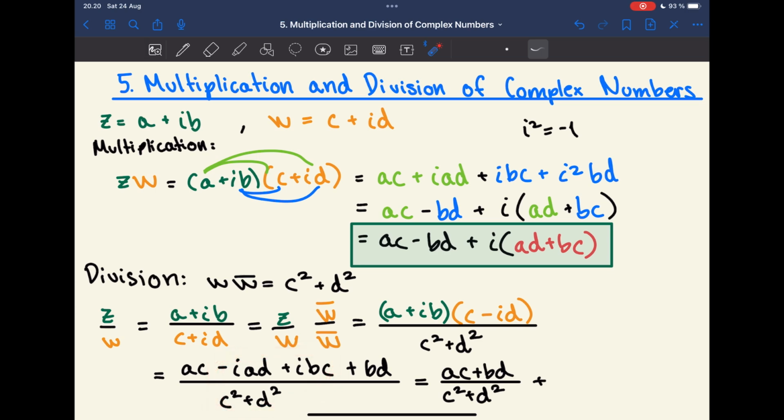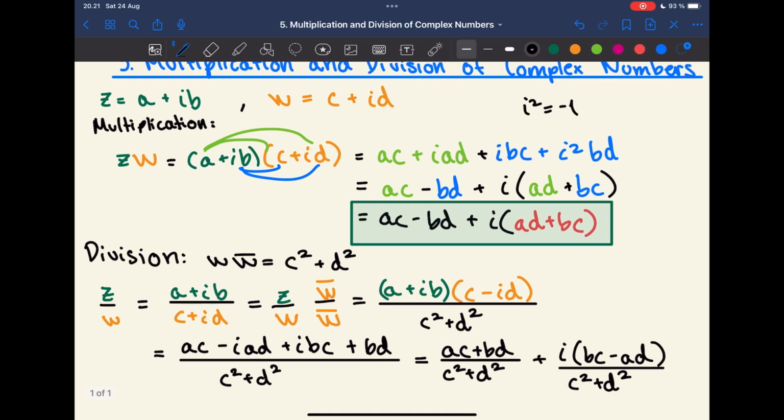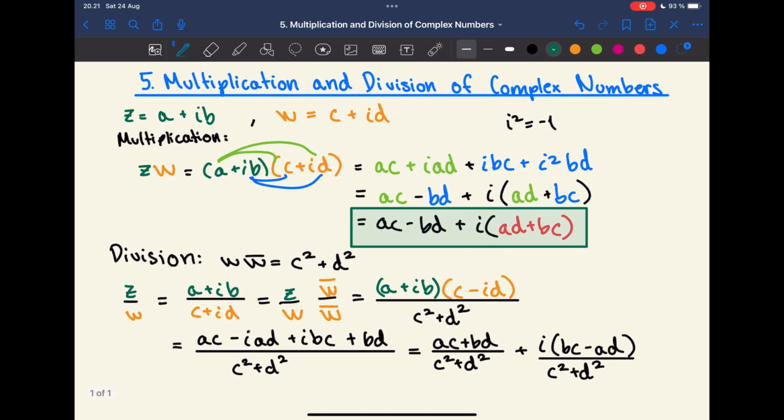So let's look at these two terms. They both have an i, so let's put it outside a parenthesis. So we're going to have i multiplied by bc minus ad. And there we go. And that is of course also divided by c squared plus d squared. And there you have it. That's how you divide two complex numbers.